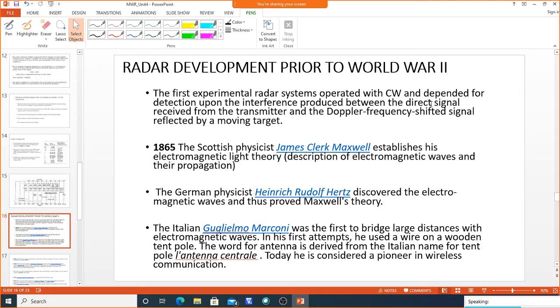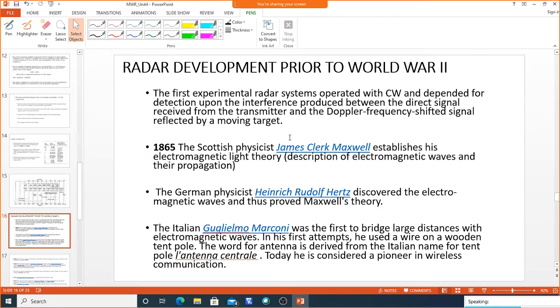It also depends on the detection of the interference produced between the direct signal received from the transmitter and the frequency shift, that is the Doppler frequency shift, of the reflected moving target. So it will not give more information; it will just detect, and if it is a moving target, it will give the Doppler frequency. Later, the other information, angular information and the resolution of the target, all of it comes through the pulsed radar.